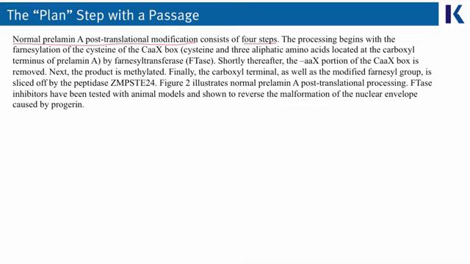The first step is the farnesylation of a cysteine residue in the protein by an enzyme called farnesyl transferase, or FTase. We're then told in the second step that a small portion at the carboxyl end of this protein is removed. And then, for the third step, that product is methylated. Finally, for our fourth step, a larger portion of the protein is cut off by a peptidase called ZMPSTE24.